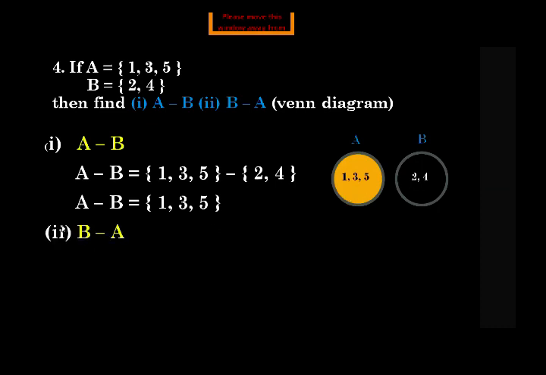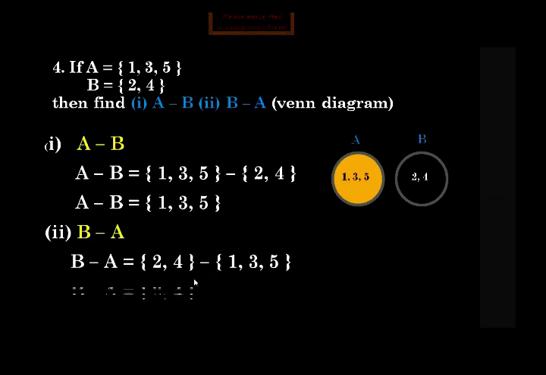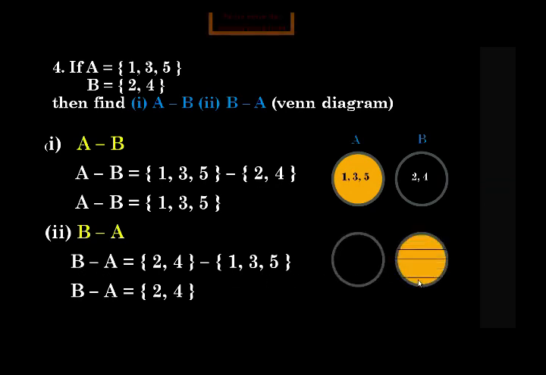Now come to the next part, that is B minus A. First write down the elements of B, then minus, then write down the elements of A. There are no common elements in both sets, disjoint property. So the answer is 2 and 4, and this is the answer of set B. So in the Venn diagram, which circle do we have to shade? We have to shade the circle B, because the answer is set B, 2 and 4.